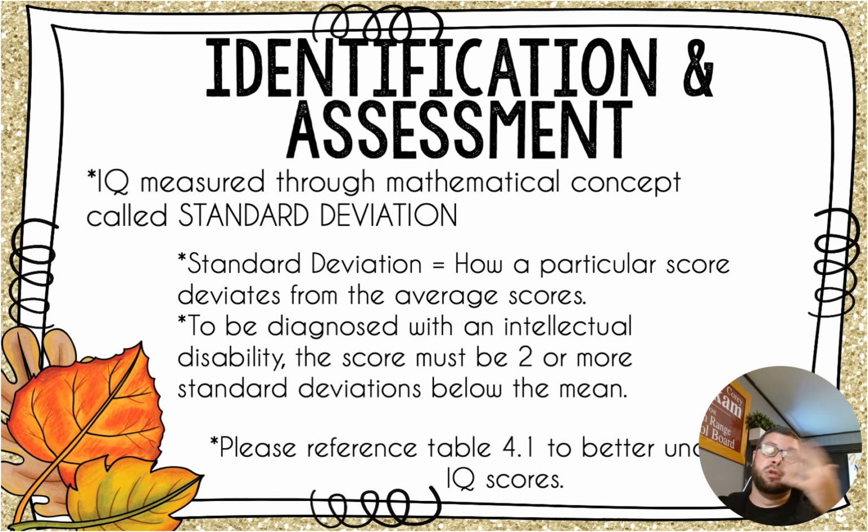So, there's a whole lot of things. What I can tell you is, by and large, what I normally go by is the average IQ is right around 100. Okay, students with intellectual disabilities, their IQ score is going to be below 75. All right, generally below 70, but below 75 at least. Okay.